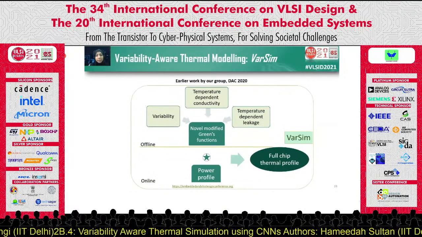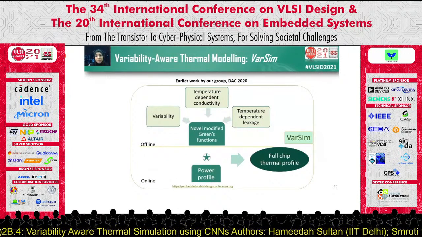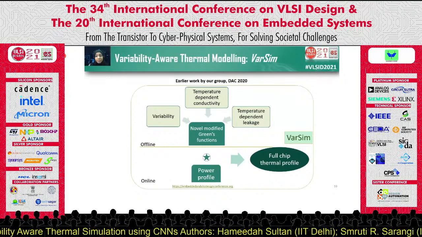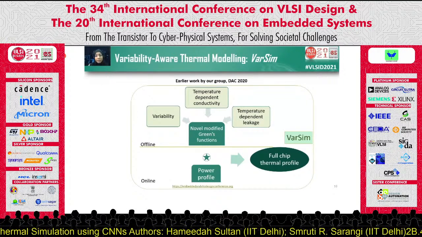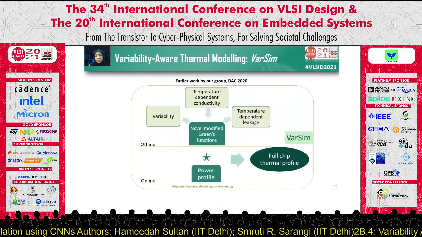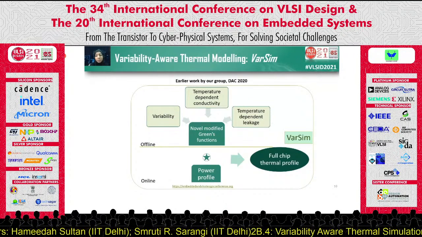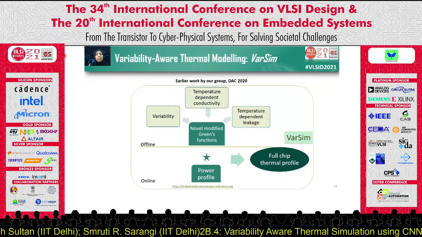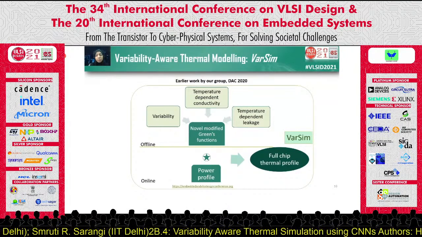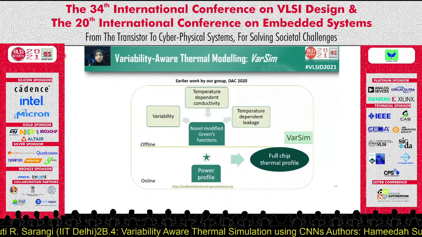Now, we have considered the effects of process variation in our prior work published in DAC 2020 for 2D chips. This is based on the Green's function, in which a novel modified Green's function is derived analytically, and then this is used to compute the full chip thermal profile. While this is very accurate for 2D chips, it has several limitations.